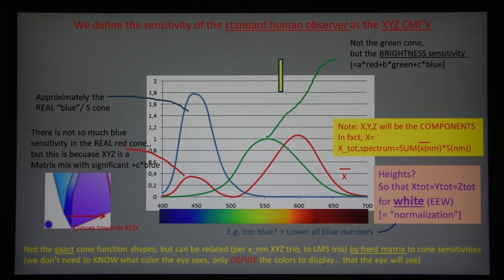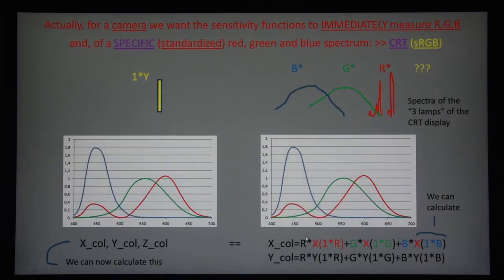In fact, we don't need to know what exactly the eye sees. We only need to define which colors we need to display. The camera has to measure how much red my television or monitor should display, not how much red I'm going to see, because I will see it anyway if it's correctly displayed. So we want the camera to measure immediately the amount of red, green and blue needed. But that depends on which red, green and blue.